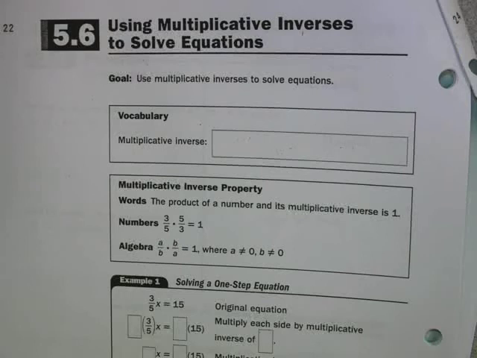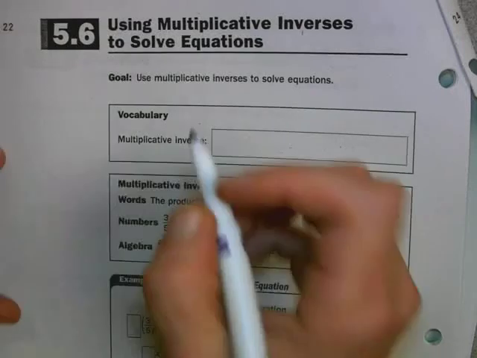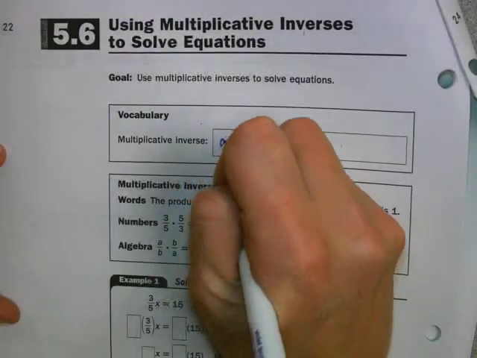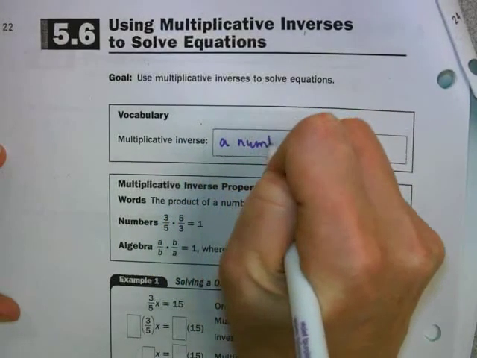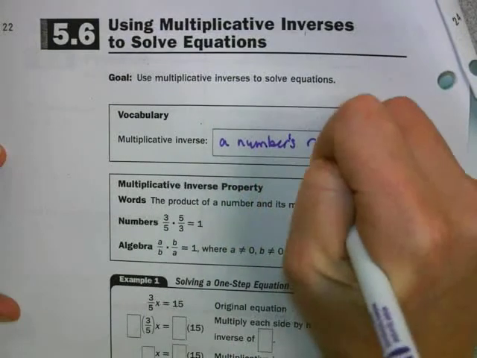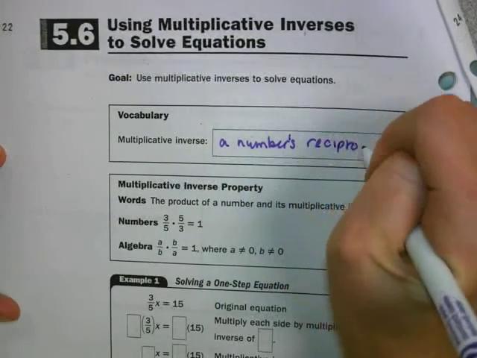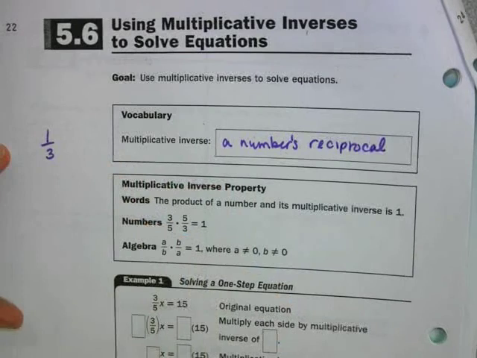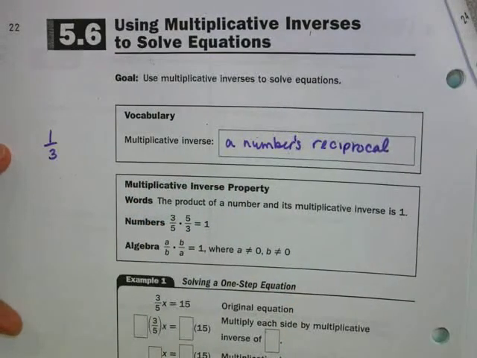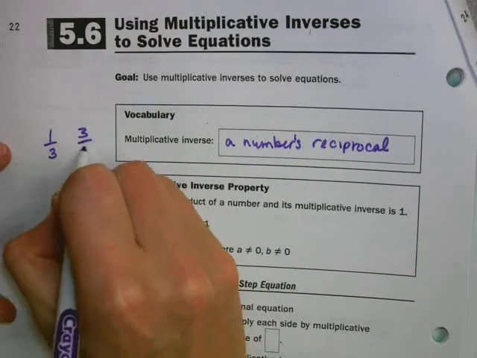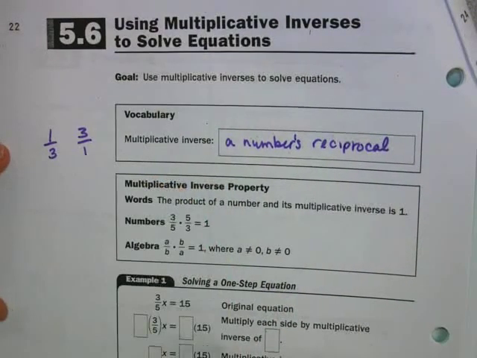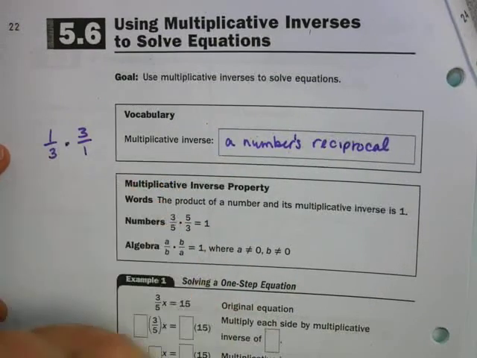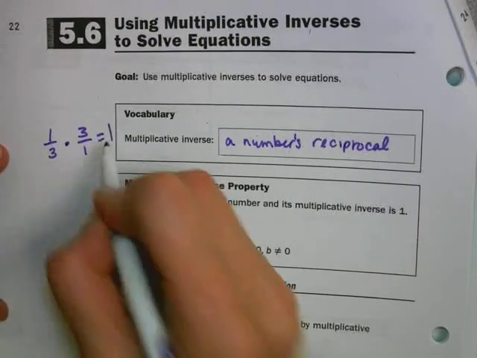to solve equations. So first of all, let's do a little refresher. What's a multiplicative inverse? That's right, it's a number's reciprocal. Okay, so if I had the number 1/3, what is the multiplicative inverse of 1/3? It is 3/1. And remember when we did the properties, a number times its multiplicative inverse is 1.